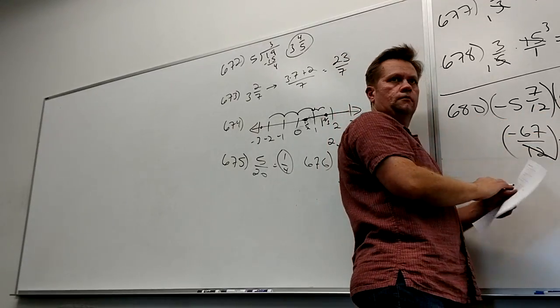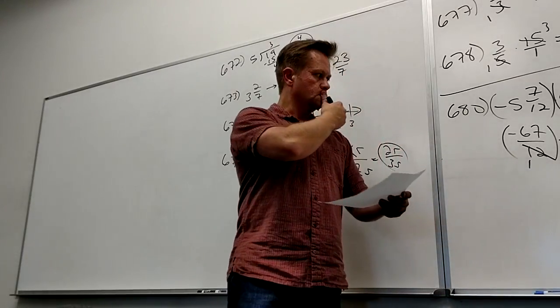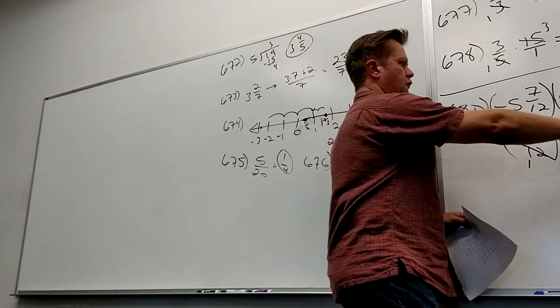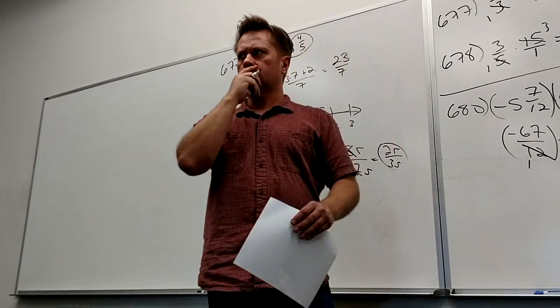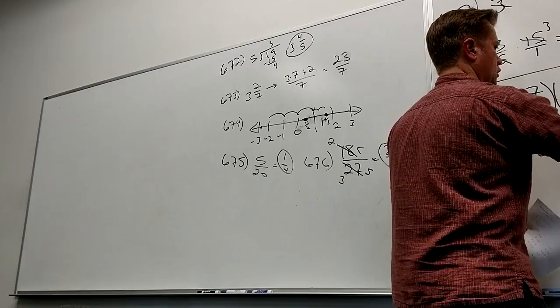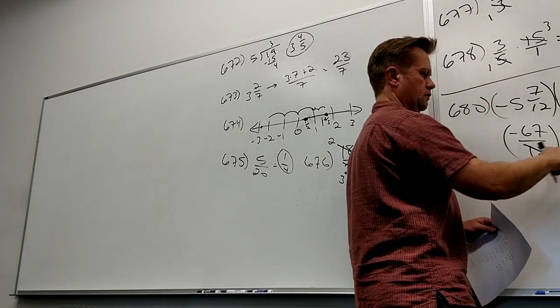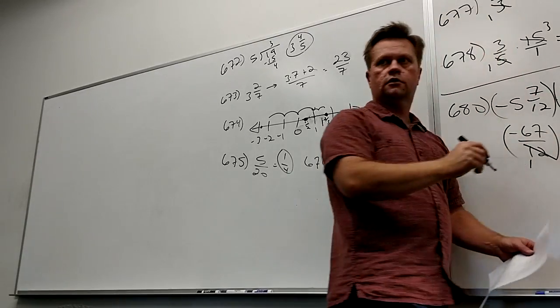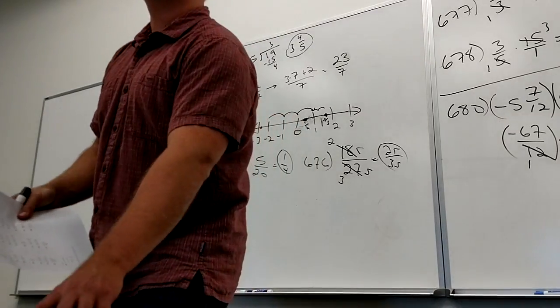Four times, and then 4 times 67 is 268. Negative 268 over 11. Is that complete?